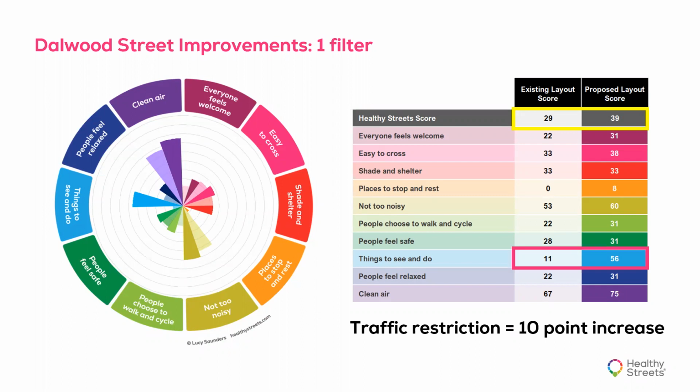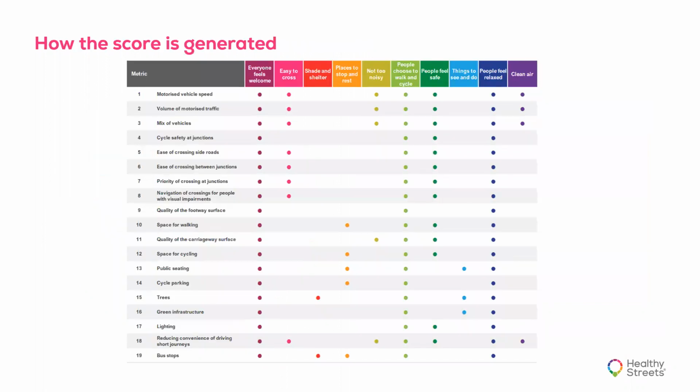You can see that for things to see and do, the score increased quite significantly, while for places to stop and rest, the score only increased a modest amount. And if you were curious as to why this was, you can have a look at how the score is generated on the separate tab, which would show you that actually for things to see and do, the metrics that contributed were public seating, trees and green infrastructure, and both green infrastructure and public seating improved with this enhanced filter. So that's why the score increased so significantly.